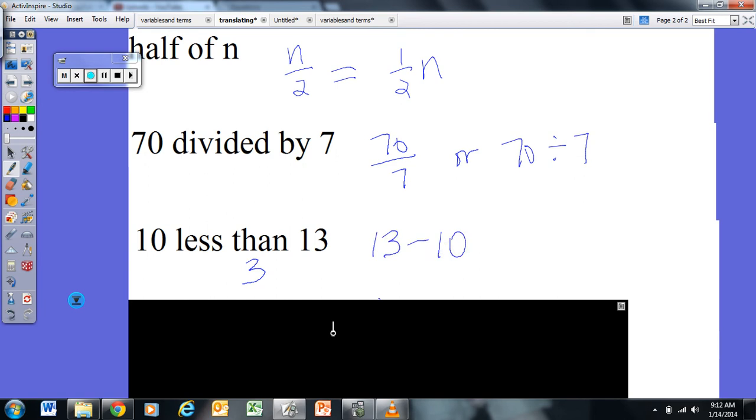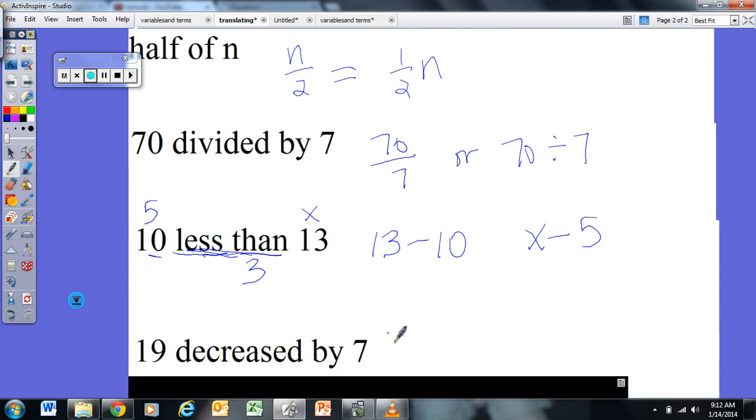So the way I like to think of it is that less than goes last. Whatever number is less than, you're going to put it last. So let's pretend this said 5 less than x. You would write x minus 5. Really tricky, gotta study it, gotta know it. 19 decreased by 7. Now that's a minus word again, but this time we go in order. So it's 19 minus 7.